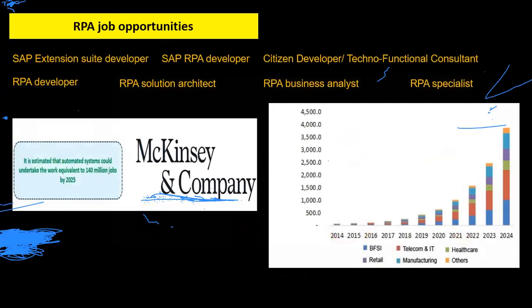From an RPA job point of view, there are a lot of opportunities available. There is also certification available in SAP Extension Suite developer, as it is part of Extension Suite. Roles include SAP RPA developer, citizen developer, techno-functional consultant, RPA developer, solution architect, business analyst, and specialist. So many types of jobs and job descriptions are available. As I have mentioned, from a market point of view, the BFSI sector is the highest growing sector in this RPA domain, and it is estimated that the equivalent of 140 million jobs will be undertaken by RPA by 2025. So it is like an assistant.